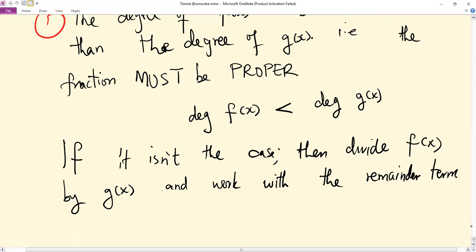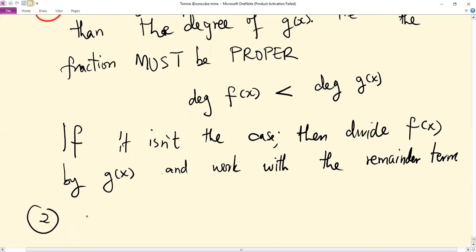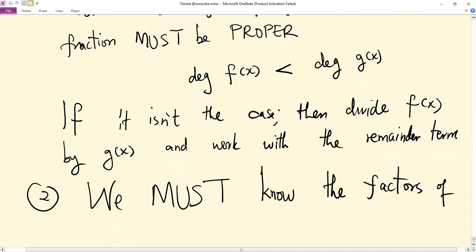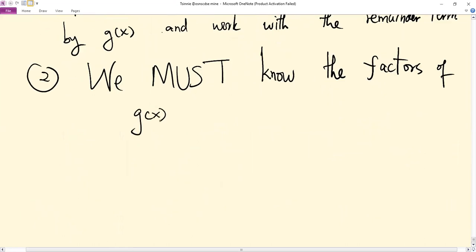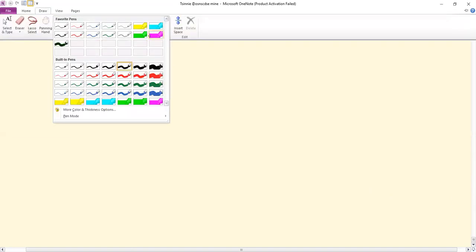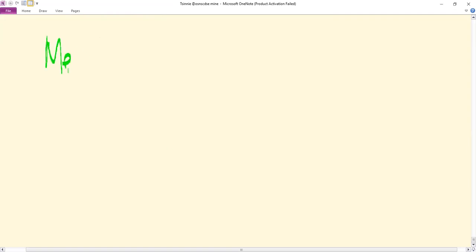And then number two, the second thing that you must consider, we must know the factors of g of x. That means that if g of x is not given in terms of factors, then you have to factorize that polynomial g of x. So those are the two things that this process requires to be considered before you start any process. Now, the method of partial fractions.